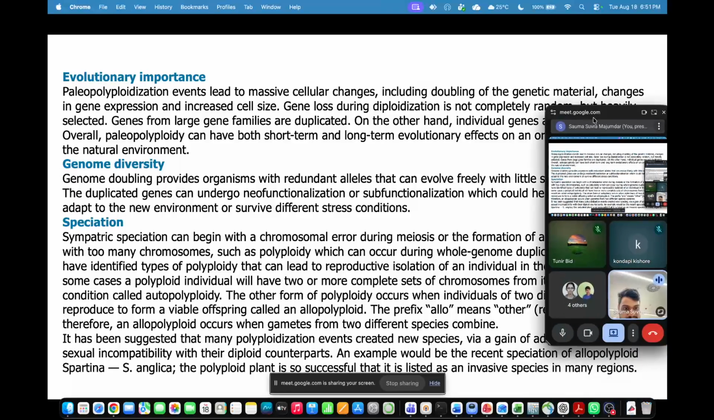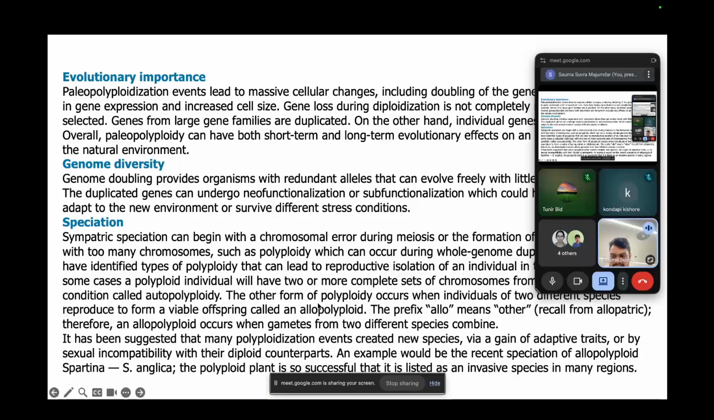So it has been hypothesized that many polyploidization events created new species via gain of adaptive traits or by sexual incompatibility with their diploid counterparts. One example would be the recent speciation of allopolyploid Spartina. It is a polyploid plant, and it is so successful that it is listed as an invasive species in many regions. It was generated because of polyploidization, but now it has become a species on its own. So things like this can also happen, which is evolutionarily very interesting to note.